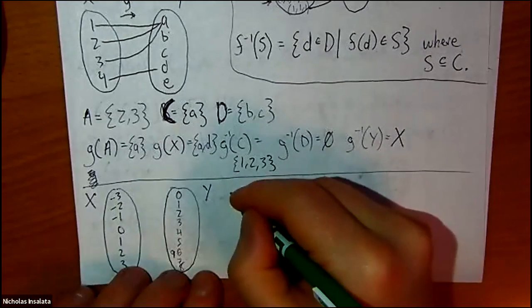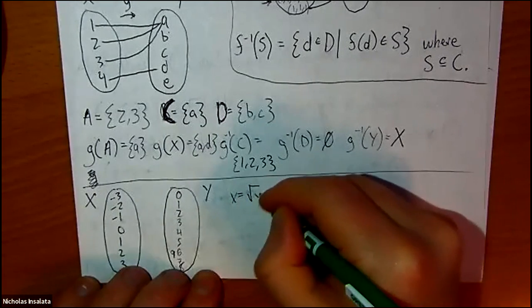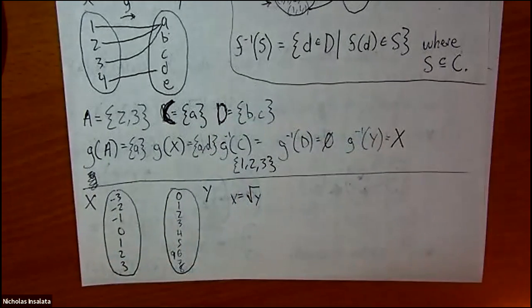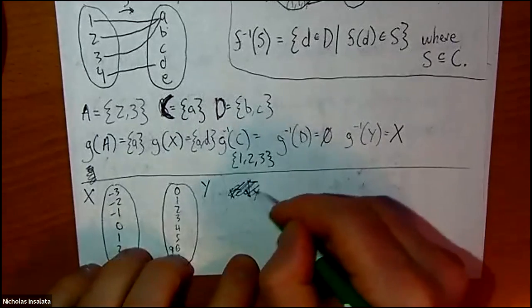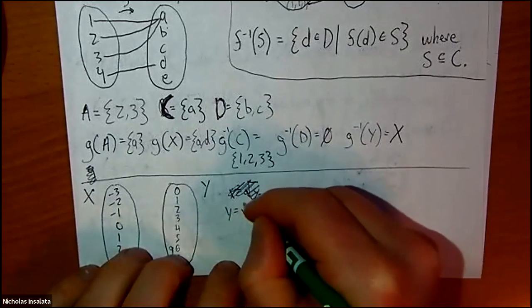Because I want x equals the square root of y. Is that right? Or sorry, y equals the square root of x. I think I did that backward, didn't I? Yeah, you said y equals the square root of x. Sorry, I did that backward. Y equals the square root of x.